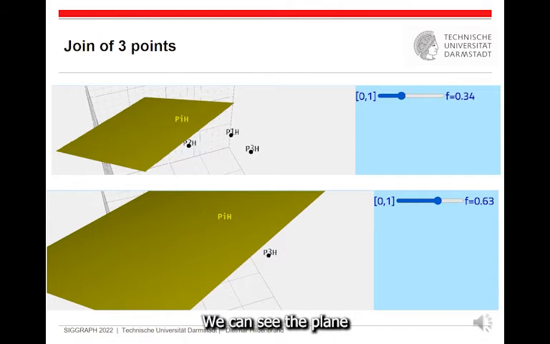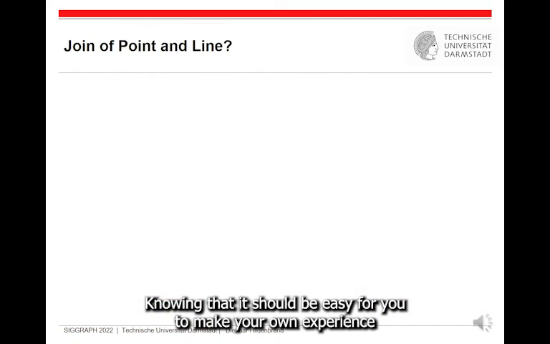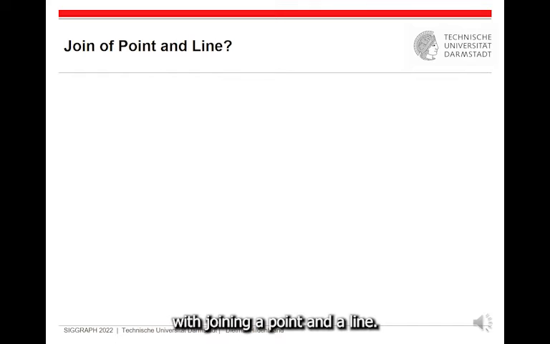Here we can see the plane pi based on the scaling factor f, first with a scaling factor of 0.34, and then with a bigger one, f equals 0.63. Knowing that, it should be easy for you to make your own experiments with joining a point and a line.